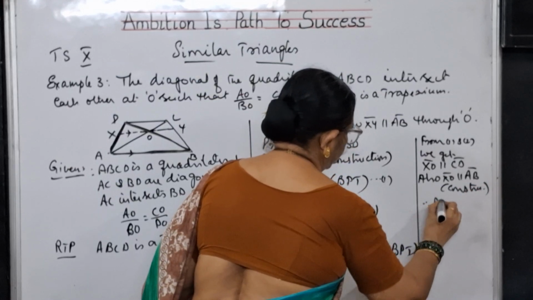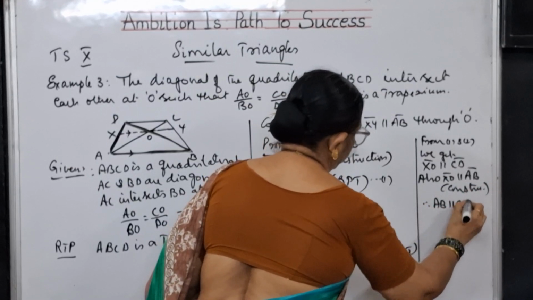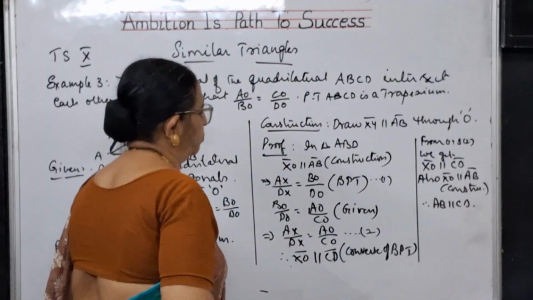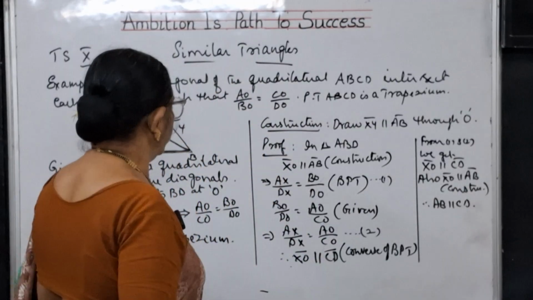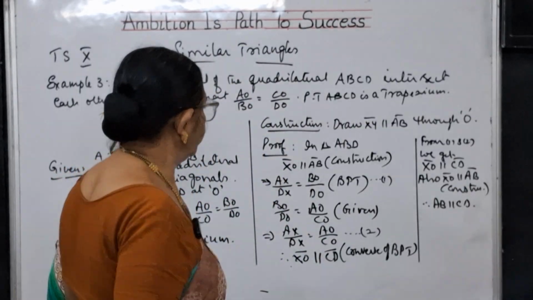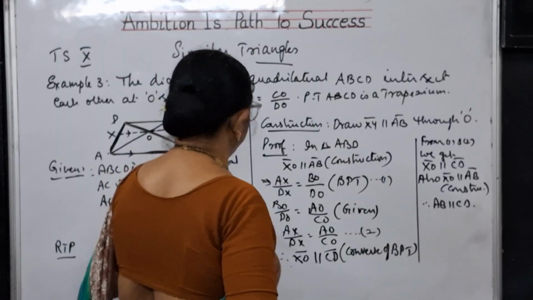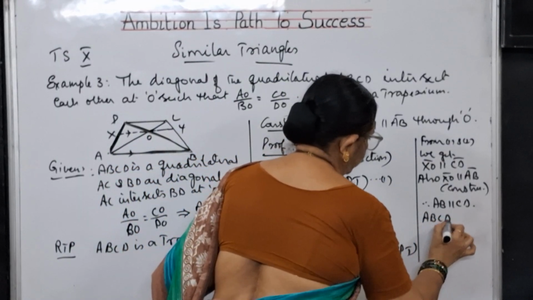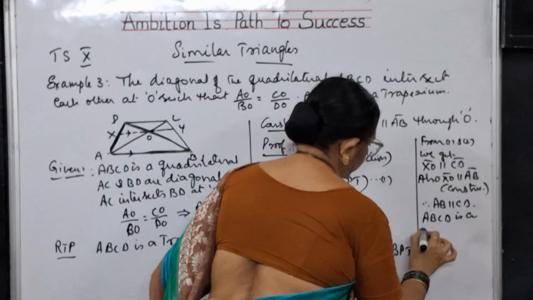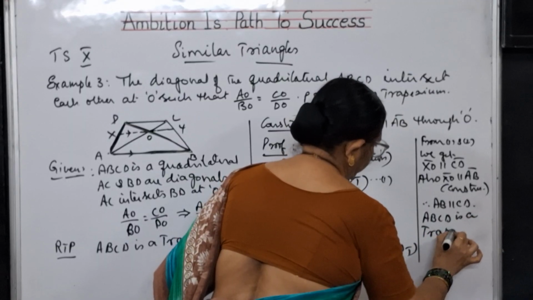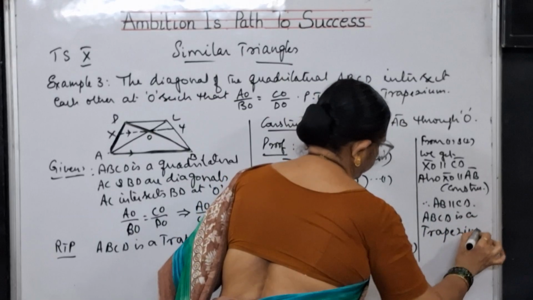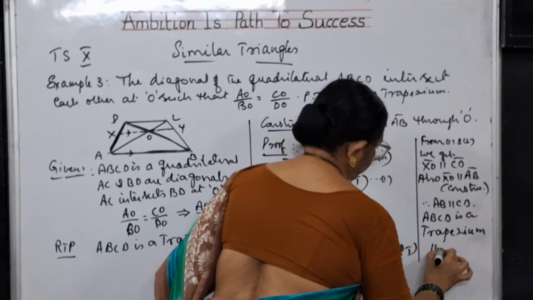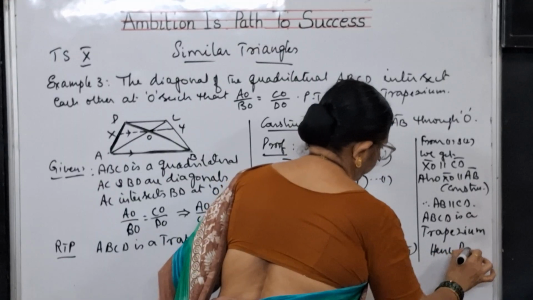Therefore, I will say that AB is parallel to CD. If AB is parallel to CD, what can you say? When opposite sides are parallel, ABCD is a trapezium. Hence, proved.